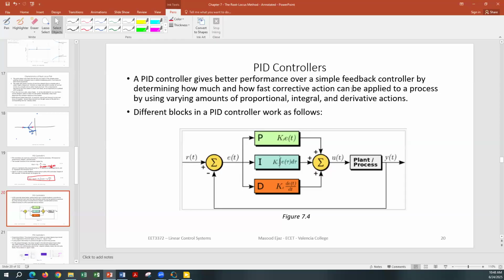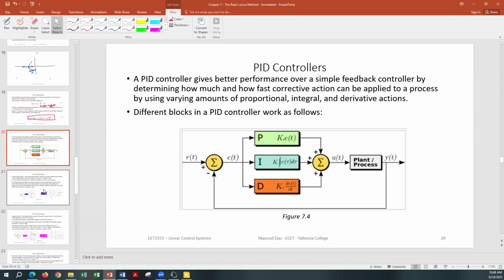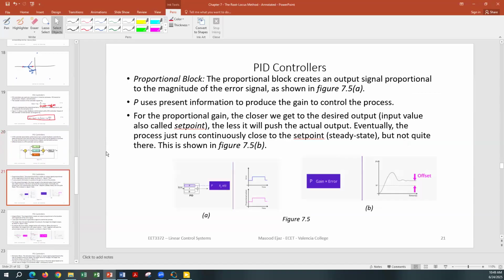So it gives better performance over a simple feedback controller by determining how much or how fast corrective action can be applied to a process, using varying amounts of proportional, integral, and derivative action. So how much is going to be supplied and how fast you have to change it. Both pieces of information are important in a practical control system. All right, let's look at each one of them.